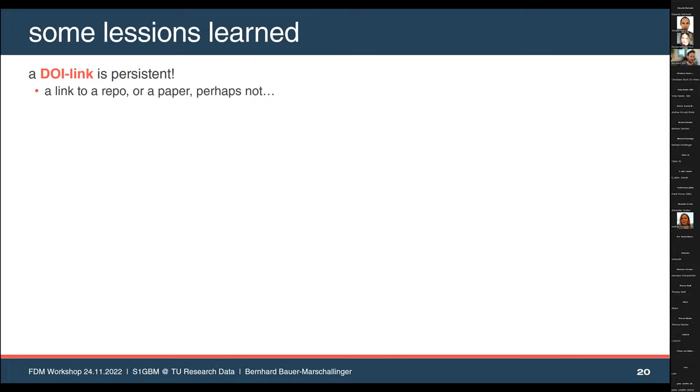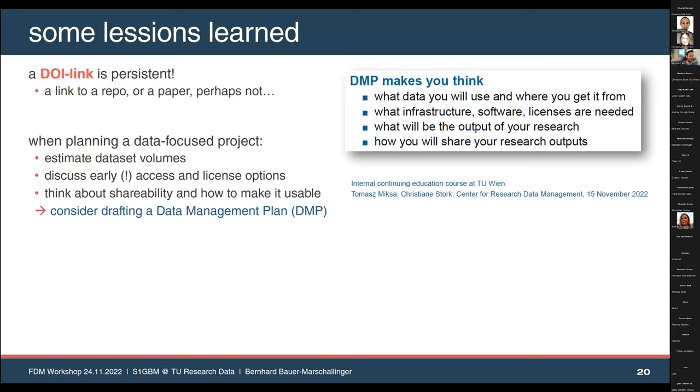My last slide is some really core lessons we learned during this process. First of all, a DOI link is persistent. A link to a repository, a link to a paper, perhaps not. So this is really a more permanent thing, which was new to me. Another lesson is when one plans a data-focused project, some questions should be faced early. For example, what is the estimated dataset volume? Discuss early about access and license options you want to have or you can have. Think about the shareability and how to make it usable.